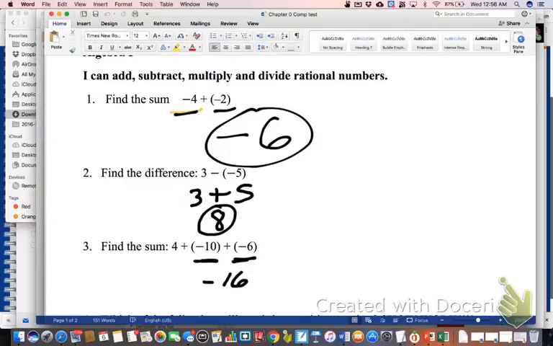For number 3, personally, I would add the two negatives together first, get a -10 plus a -6, as we've already discussed. Two negatives added together just makes a bigger negative. So now, if I do 4 minus 16, well, I have $4, but if I take away 16, I'm going to be in debt because I don't have enough to pay that back. So that is actually going to be a -12.